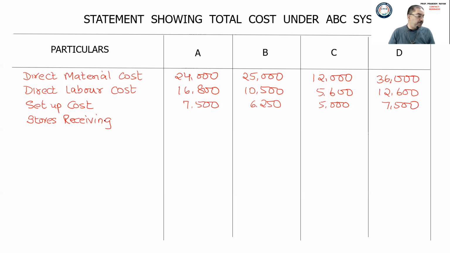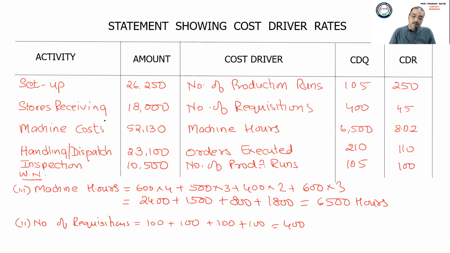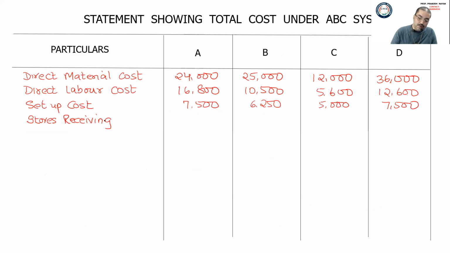Stores receiving, 45 per requisition. You see number of requisitions: it is 100, 100, 100, 100. So it is 45 into 100, which is 4,500. Stores receiving cost is 4,500 each.